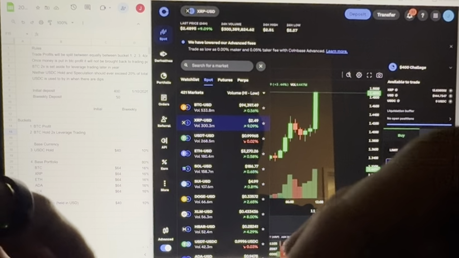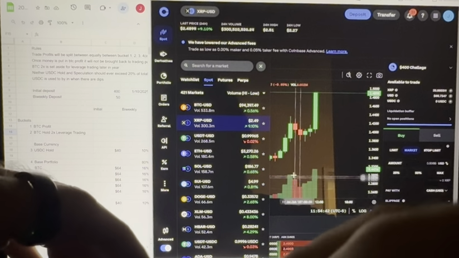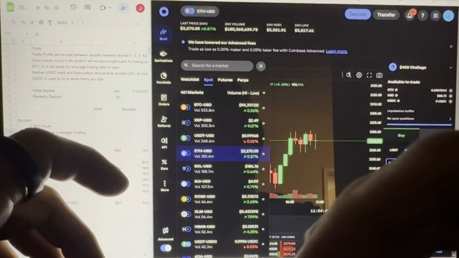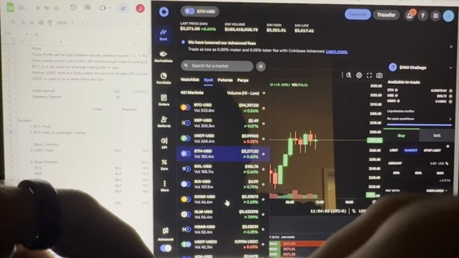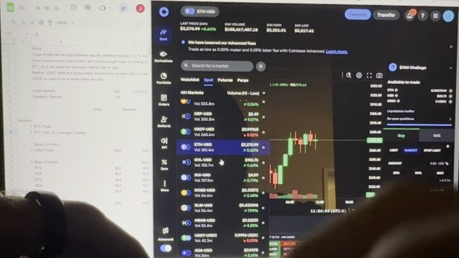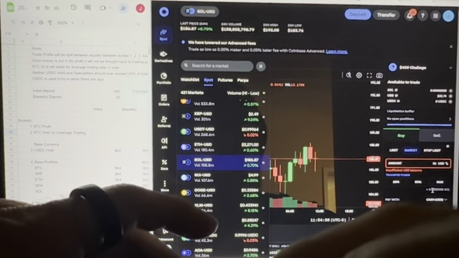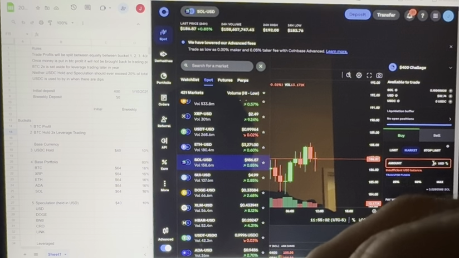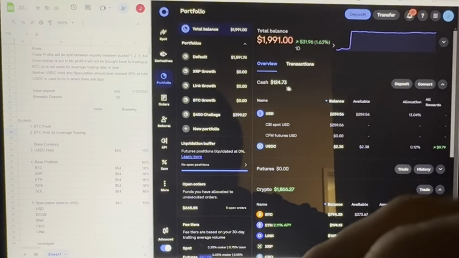XRP, we're gonna do 56, buy, ETH, 56, buy, Solana, 56. Oh, it says I'm out of USD. Now I'm out of USD. Let's look at our portfolio and see where we're at.